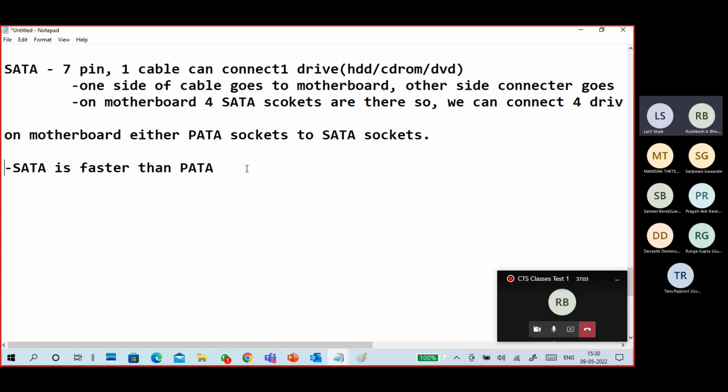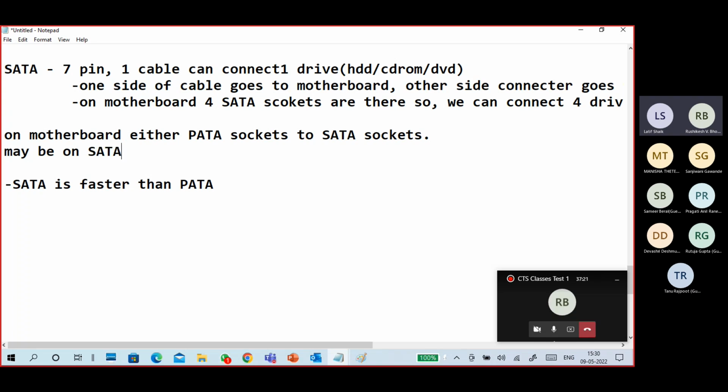But there is a problem. When you buy a motherboard, there is a small possibility that on SATA based motherboards, a PATA socket can be there.